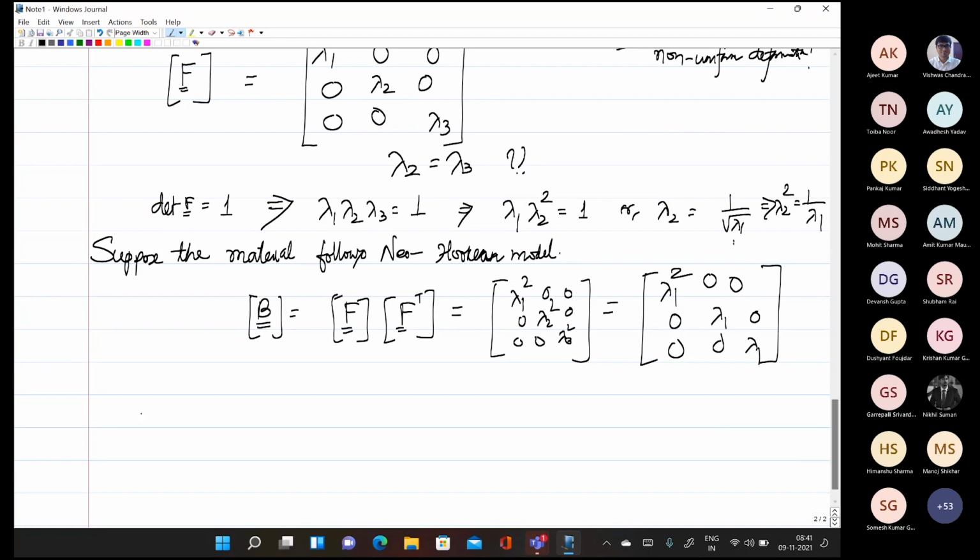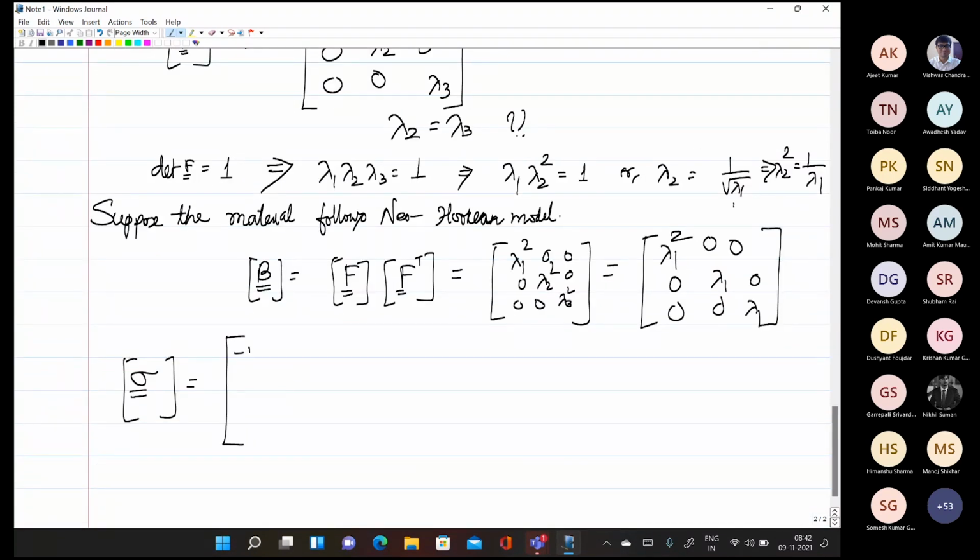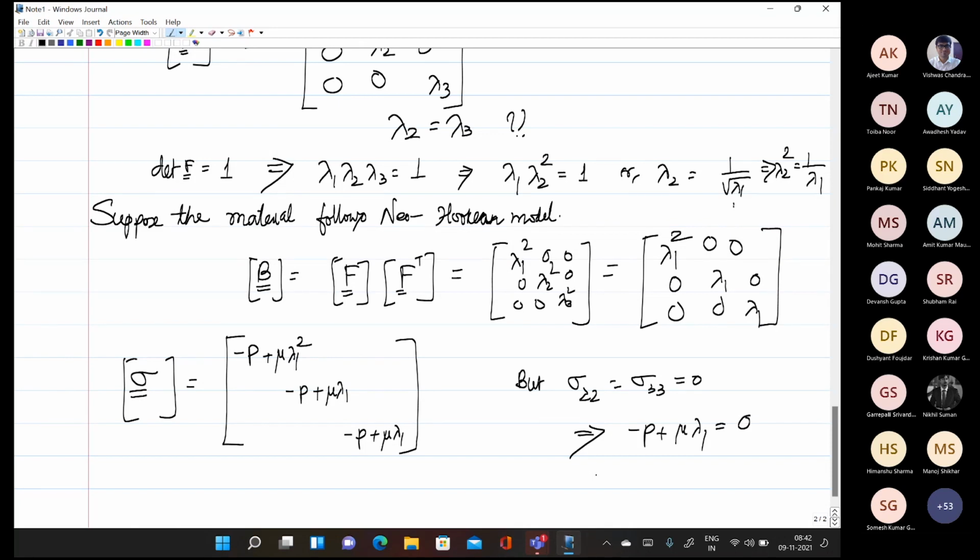So what will then be sigma? The sigma matrix from the formula is minus P times identity plus mu times B. So you have minus P on the diagonal plus mu times B, so plus mu times lambda 1 square, plus mu times 1 by lambda 1, plus mu times 1 by lambda 1. This is from the constitutive formula. But it being a uniaxial loading, we know that sigma 22 and sigma 33 are 0, right? That implies minus P plus mu by lambda 1 is equal to 0, isn't it?